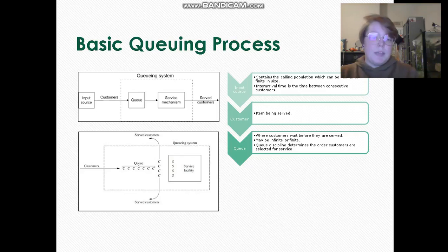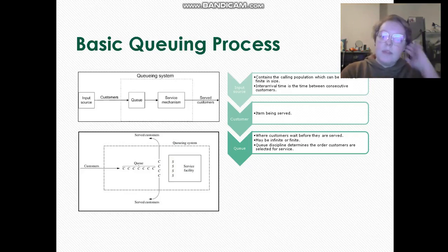Another thing to note is the queue discipline. This determines the order in which customers are selected for service. At places like a gas station, customers will be first come, first served, a first in, first out kind of mechanism. And in places like a hospital, it may be different, like an emergency room, where the order is determined by the need for service.